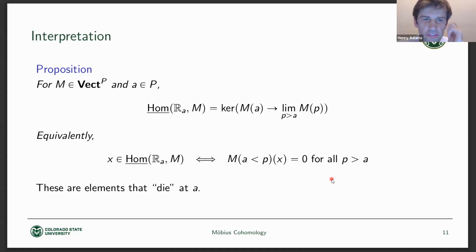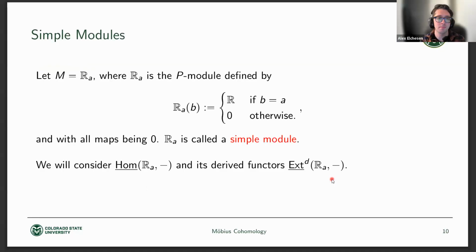Alex, could you remind me the definition of the skyscraper module again? Yeah. So it's just putting a copy of R at A and nowhere else. And does that mean you're using vector spaces over R everywhere? Yeah, these are all real vector spaces. I could have chosen a field if I wanted, but yeah. Right. I'm with you.